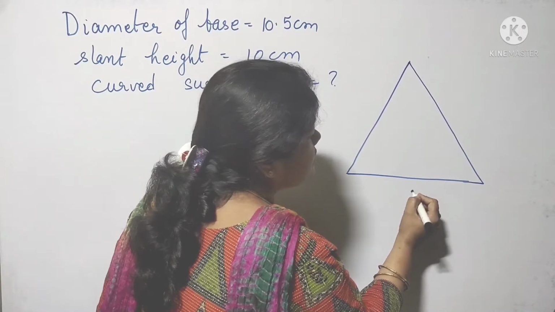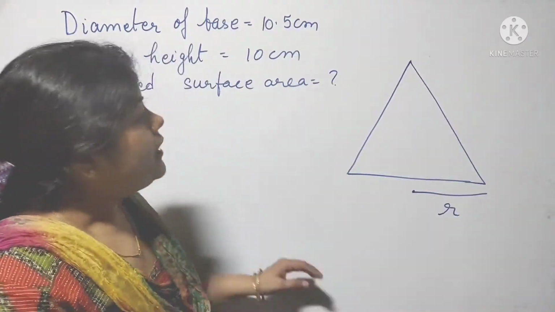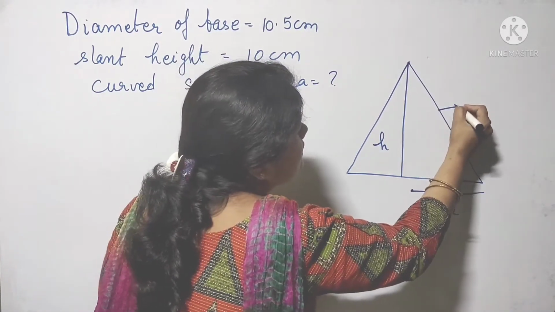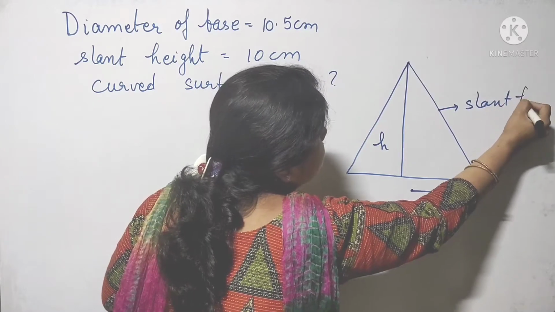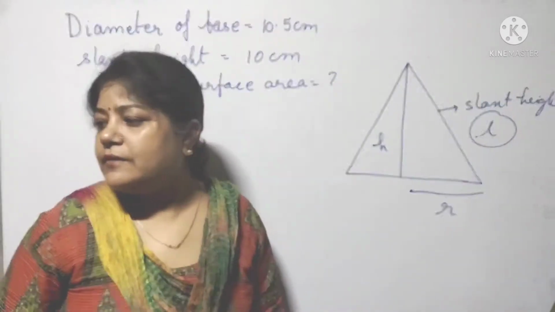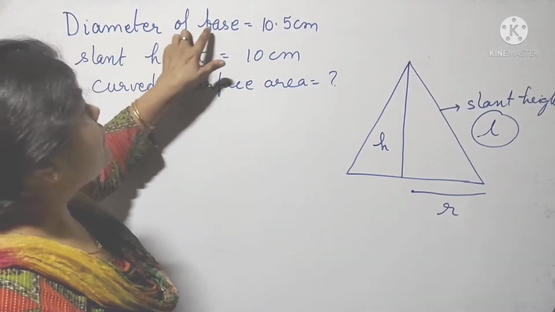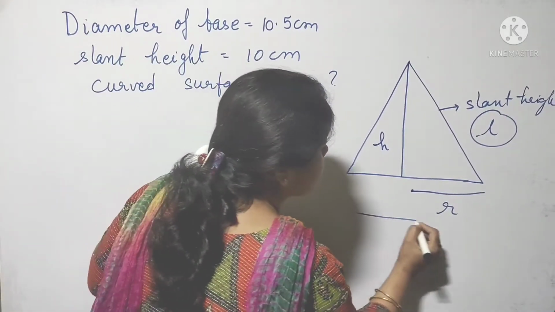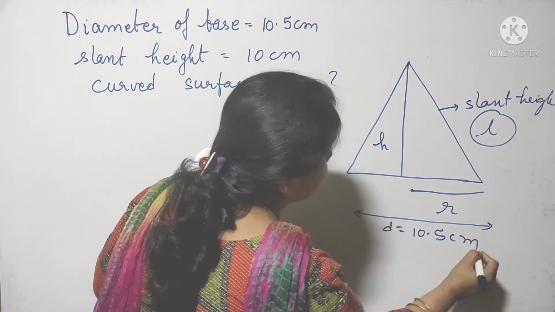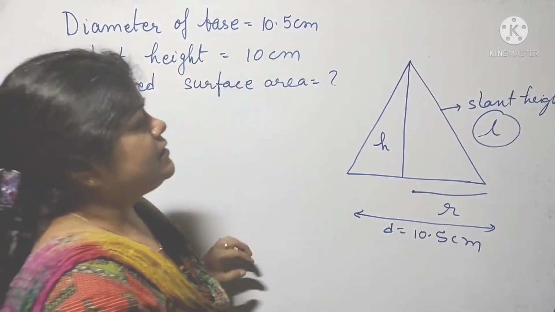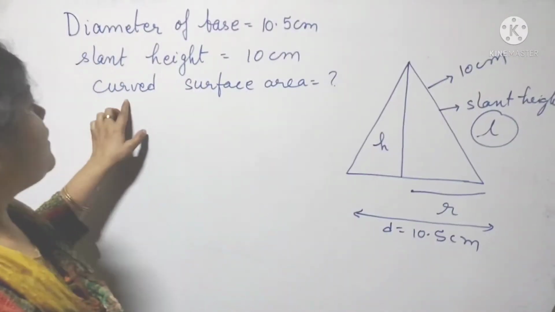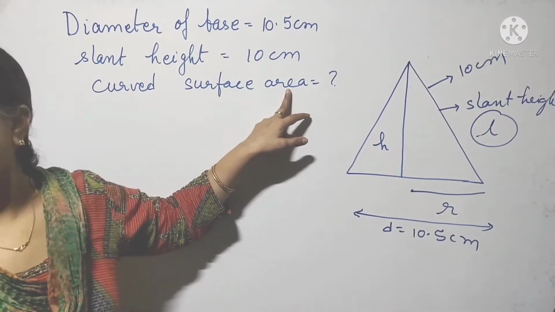and this is the radius of the cone, and this is the vertical height of the cone, and this is the slant height of the cone, and this slant height is represented by small l. Now the diameter of the base is 10.5 centimeter. The slant height is 10 centimeter. We have to find the curved surface area.